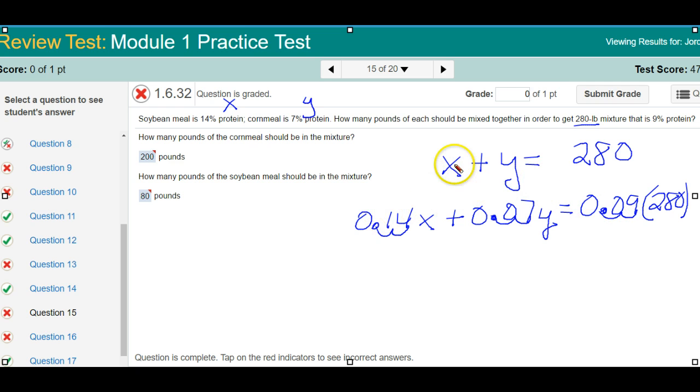and you can use the elimination method. If you multiply this equation by a negative 14, this will become negative 14, this becomes negative 14, this becomes something, and you eliminate 1, and your answers are, for the X is 200 pounds, and Y is 80 pounds.